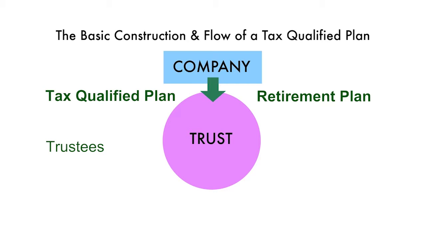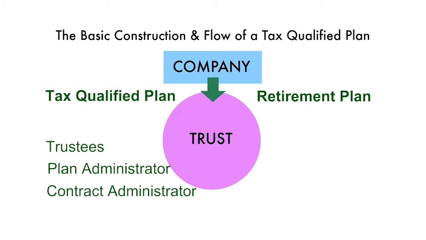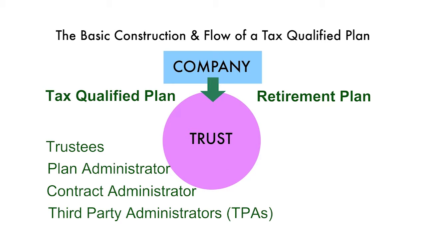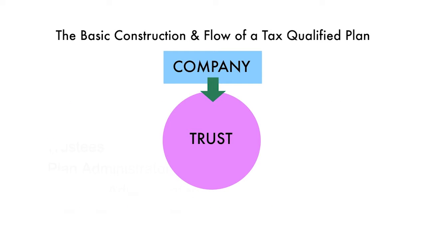The trust is assigned one or more trustees who govern the plan's operations. There is also a plan administrator who handles the day-to-day functions of the trust. Some of these functions are farmed out to contract trustees and administrators or third-party administrators. Third-party administrators are commonly referred to as TPAs. The trustee and the administrator can be one and the same.